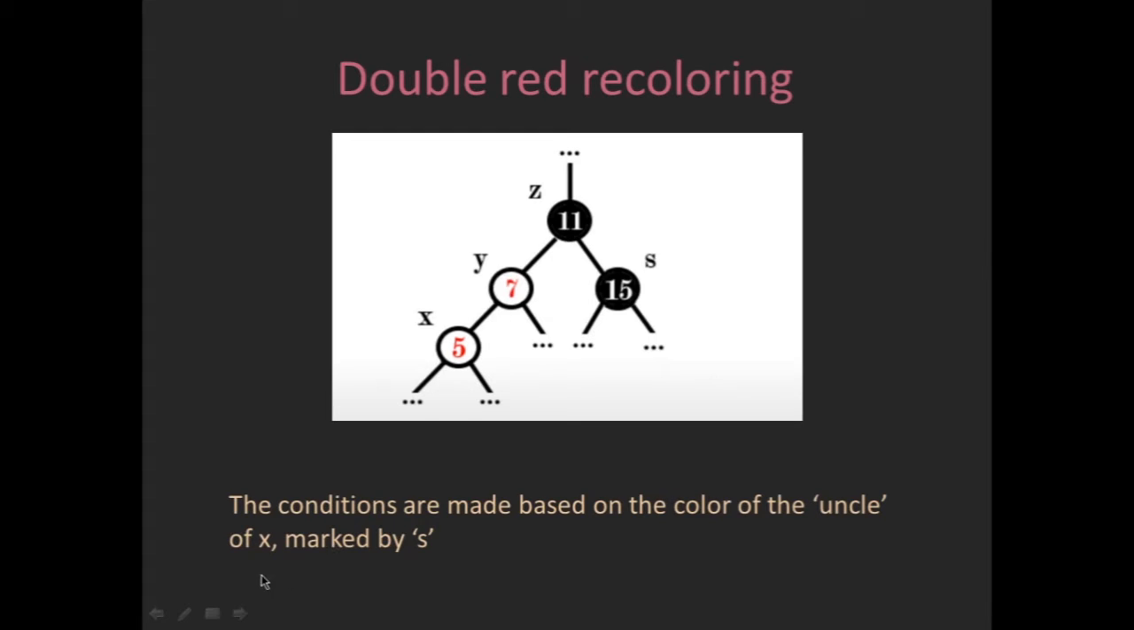Now this was the node we inserted, 5. So we label these nodes as X, Y, Z and S. Now X is the node we are concerned about, Y is the father of X and Z is the grandfather of X. Now what is S? S is the sibling of Y, so S would be the uncle of X. So we are concerned about this uncle. Now based on the color of this uncle, we will divide the case into two parts, when this uncle is black and when this uncle is red.